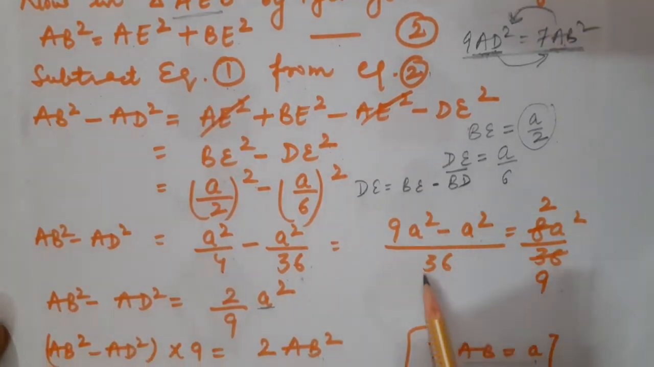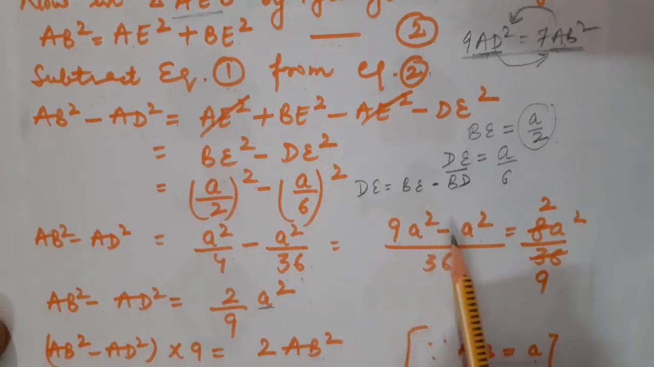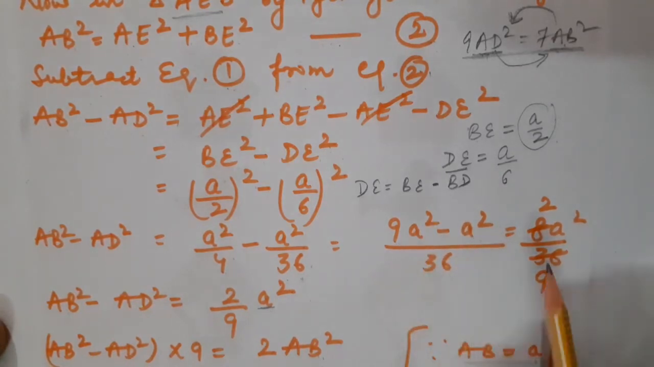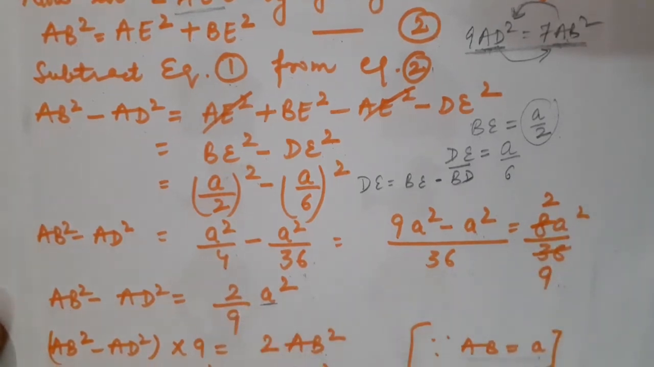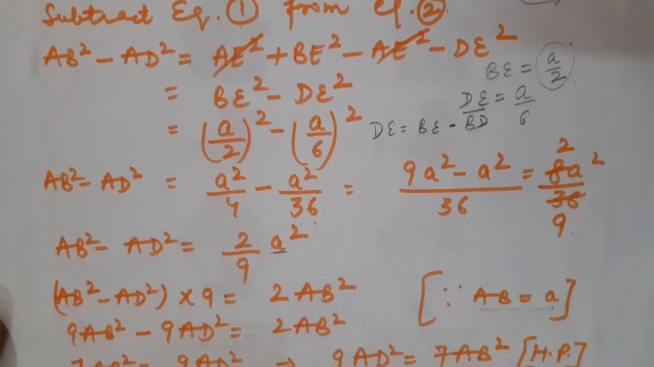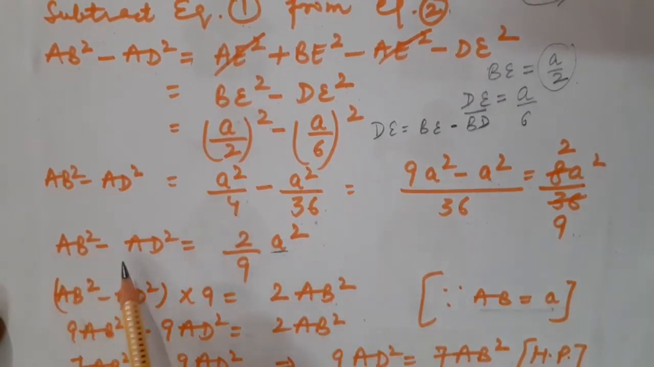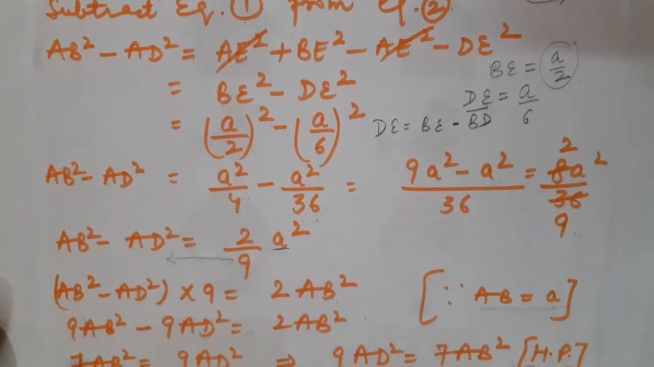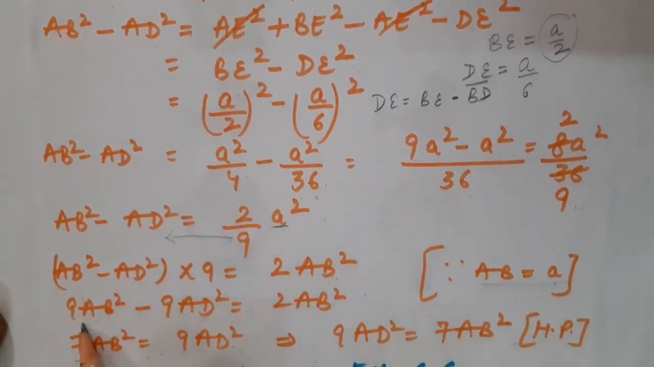While taking LCM, I have got 9A square minus A square upon 36. That is 8A square upon 36. Cancel them. You will be getting 2 upon 9 A square. And on the left hand side, you will be getting AB square minus AD square. While cross multiplying, children, I have got 9AB square minus 9AD square is equal to twice of A square.